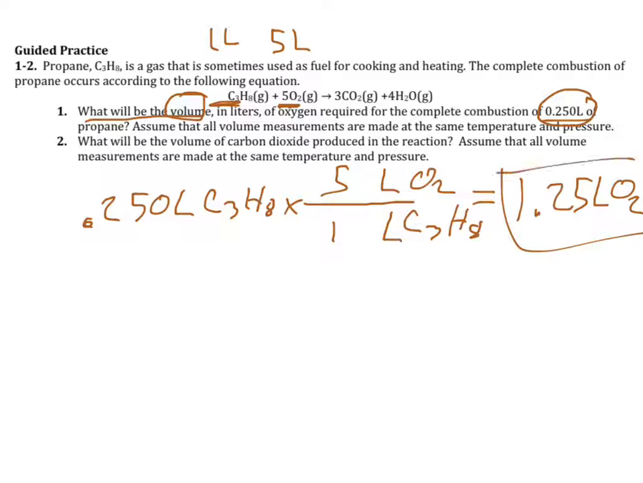So these are the easiest type of problems. This is where it gives you liters and it's asking for liters. So if it gives you liters and asks for liters, you can go directly from liters of one substance to another using the mole-to-mole ratio. So let's go ahead and do the next problem here. The next problem says, what will the volume of carbon dioxide be that is produced?